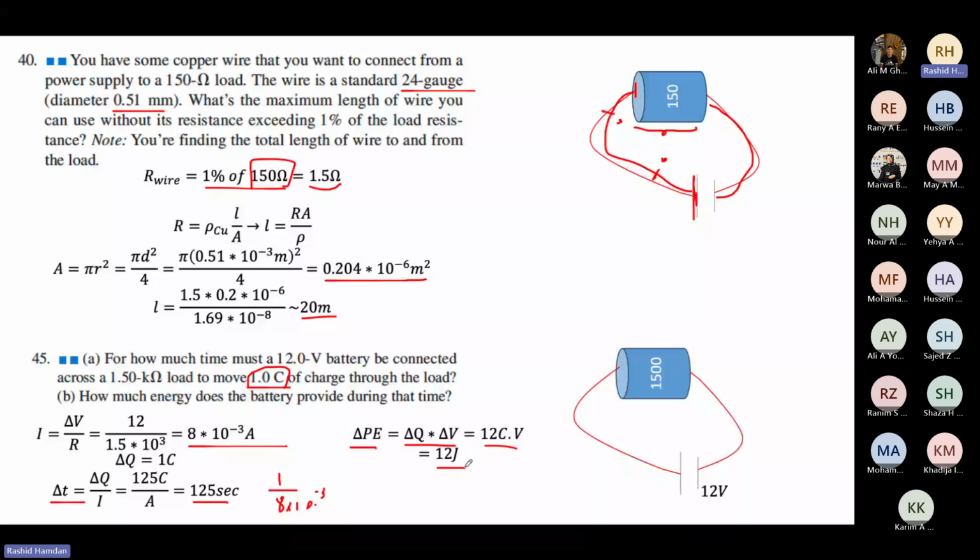We can find the power of the battery. Now, after we talked about power, if you remember, power is the rate of change of energy. So it's delta PE over delta T, which is basically what we care about a lot, and that is the watt. When we say a lamp is how many watts, or the inverter is how many watts, all these. So basically it's how much energy it can give us per unit time.